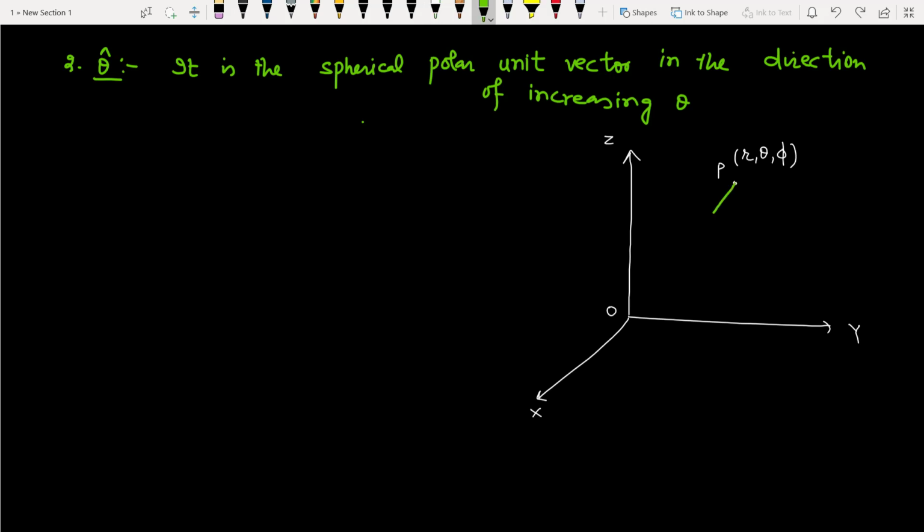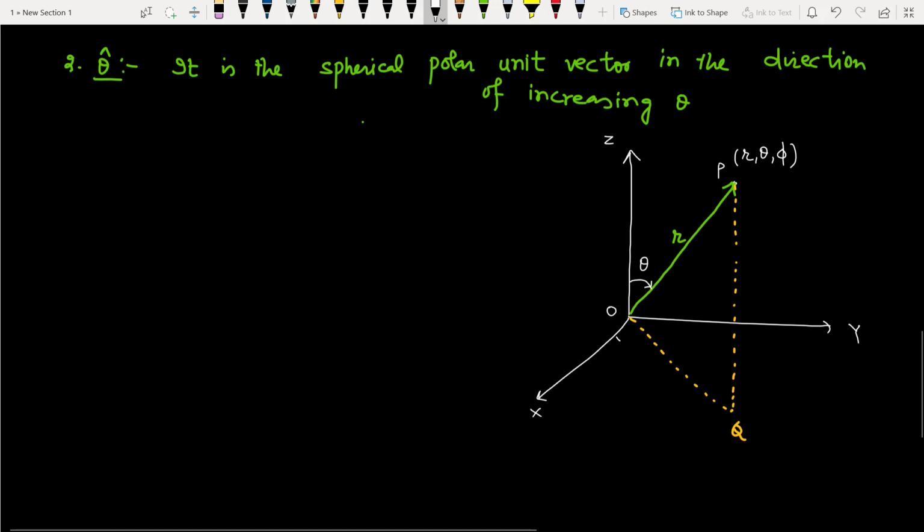So as we have done previously, we join OP. The length of OP is r. It is theta. And if we draw a perpendicular in the xy plane at point Q and we join OQ, then this angle will be phi.